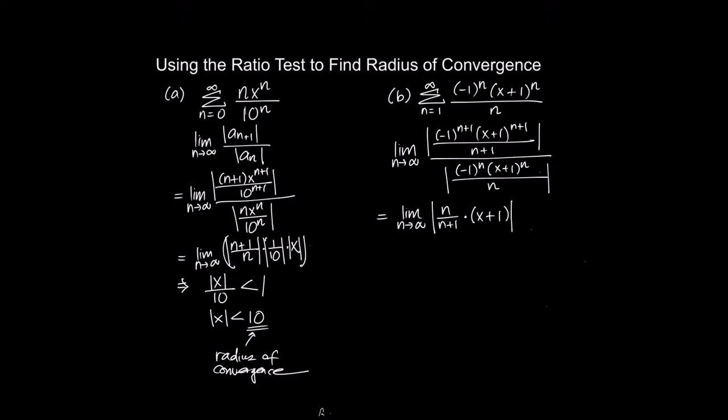Okay, now in order for the series to converge, this limit will need to be less than 1. Now once again, this part over here will approach 1. So then we have really just the absolute value of x plus 1 is less than 1. And right there, that's the radius of convergence. 1 is the radius of convergence.